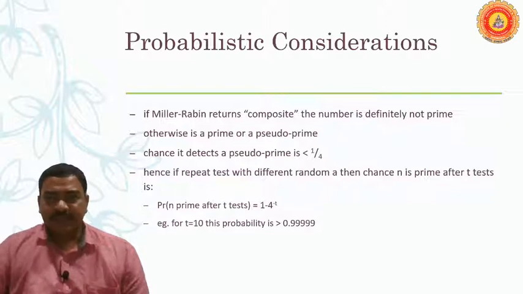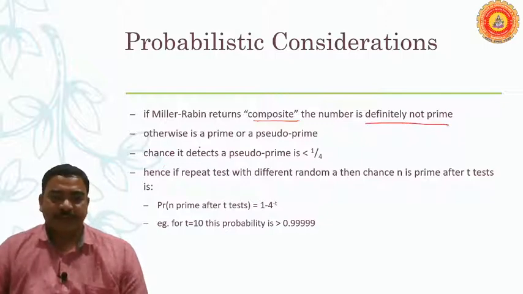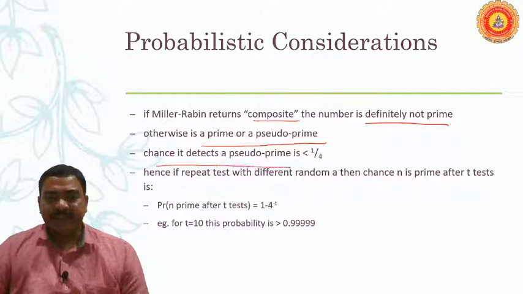Then probability considerations. If Miller-Rabin returns composite, the number is definitely not prime. Otherwise, it is a prime number or a pseudo prime number. The chance it detects a pseudo prime is less than 1 by 4, very rare. Hence, if we repeat the test with different random numbers, then the chance that n is a prime number after t tests is 1 minus 4 to the power minus t.